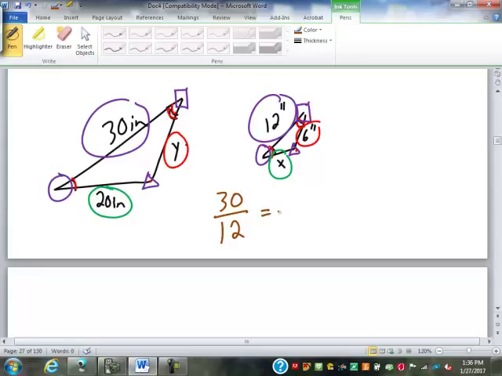Now sometimes I'm asked, can you reduce that ratio? Sure, if you wanted to. You could make that into a 5/2. It would be easier to work with. But you don't have to. I'm going to leave it as 30/12.